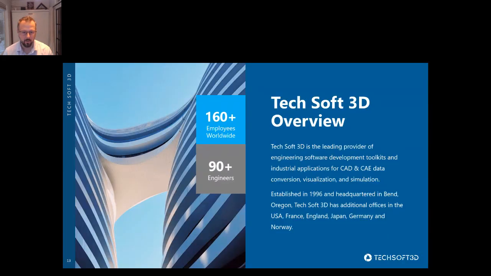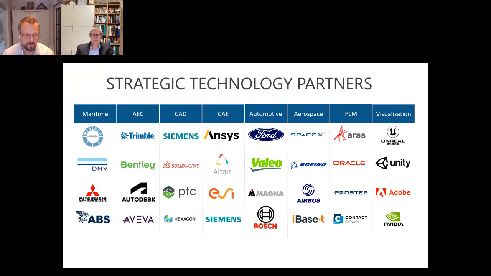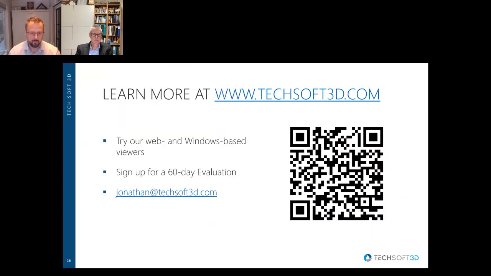Be happy to talk to you more about TechSoft. We've been around for 30 years, building software for companies like NAPA and DNV and Mitsubishi Heavy Industries. ABS, specifically in the maritime industry, are using our software, our toolkits. But then we also supply technology to this broader space of building and construction or CAD. I know Eris was here talking at the conference. So PLM, also visualization. We work with NVIDIA and Unity, providing data to them. So more than happy to talk to you about building the next generation.